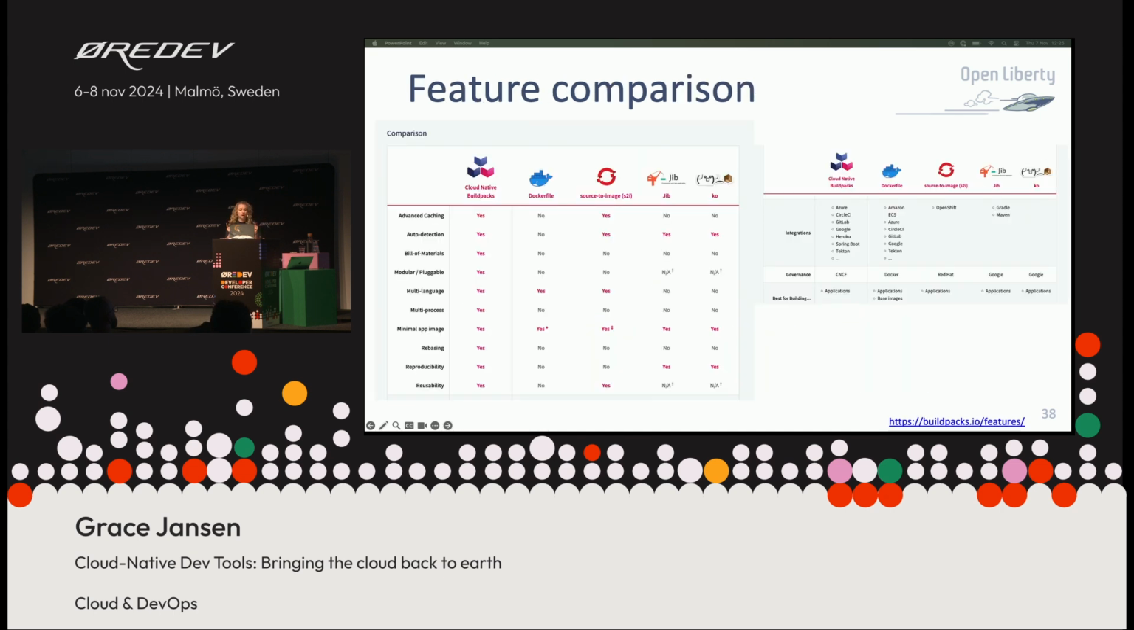If you did want to have a closer look at this, because I know it's a little small on the screen, you can go to buildpacks.io/features, and it gives you this comparison. So if you're already using a tool and you want to know whether Cloud Native Buildpacks is for you, check out this comparison list and see whether the differences are potentially going to be beneficial to your own application and organization.